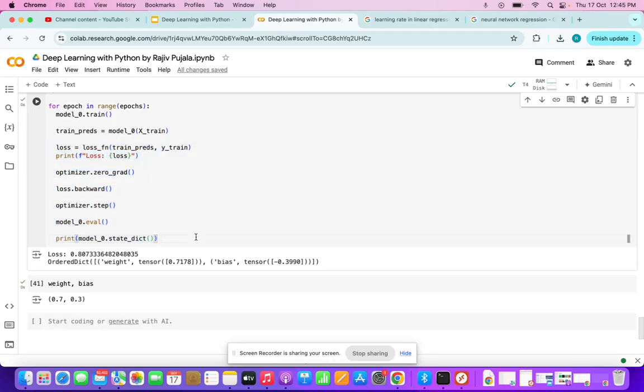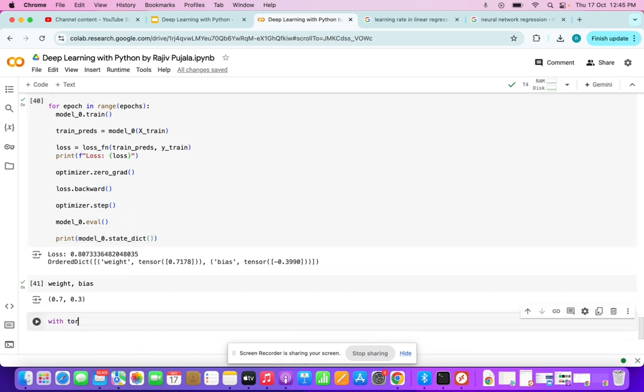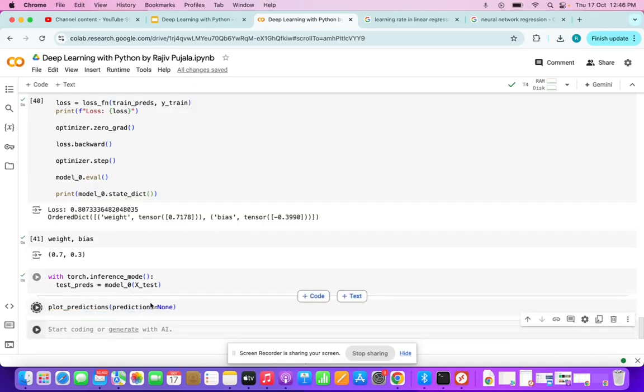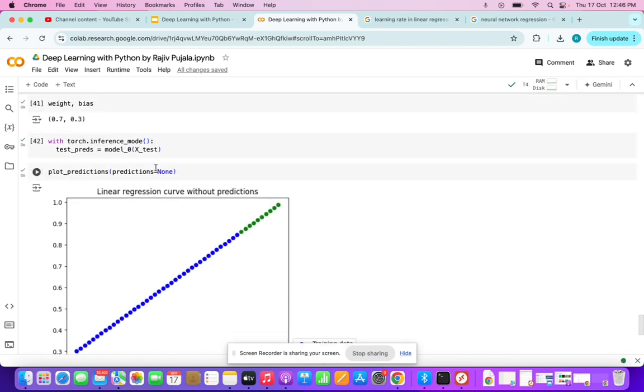Now we will do the predictions, with torch dot inference mode. I'm turning off all the gradient tracking over here, and here the test predictions are equal to model 0 of x test, right? We have calculated this one, and if you remember, we already have the plot predictions function, where predictions is equal to none. Here we do have the predictions, which are the test predictions.